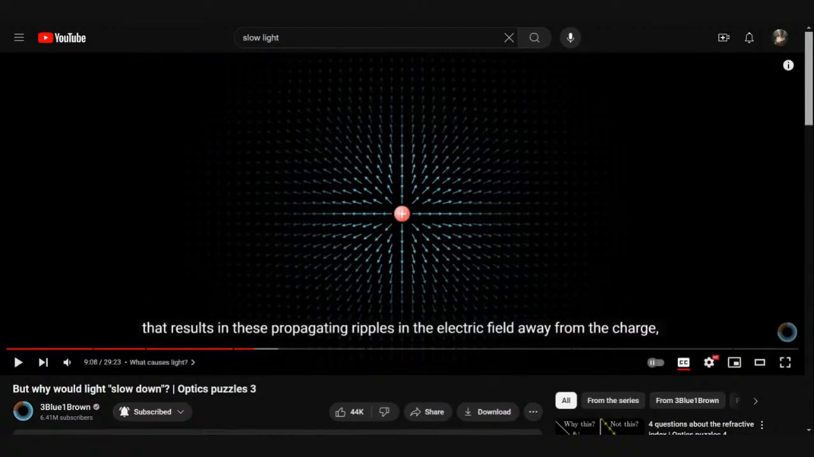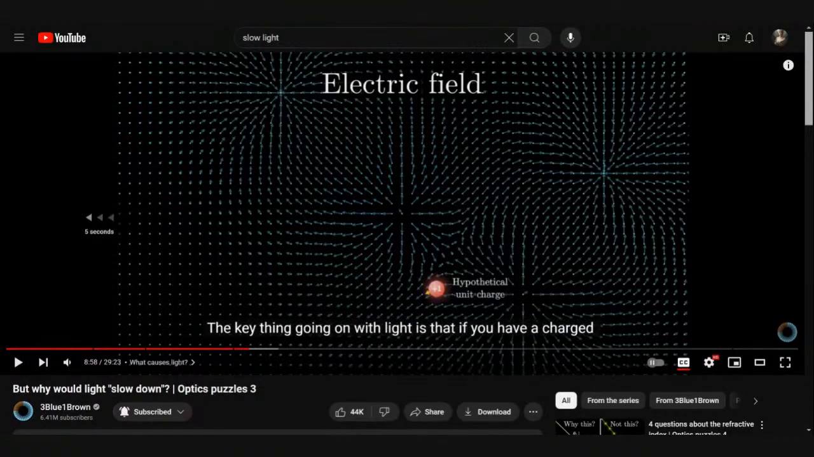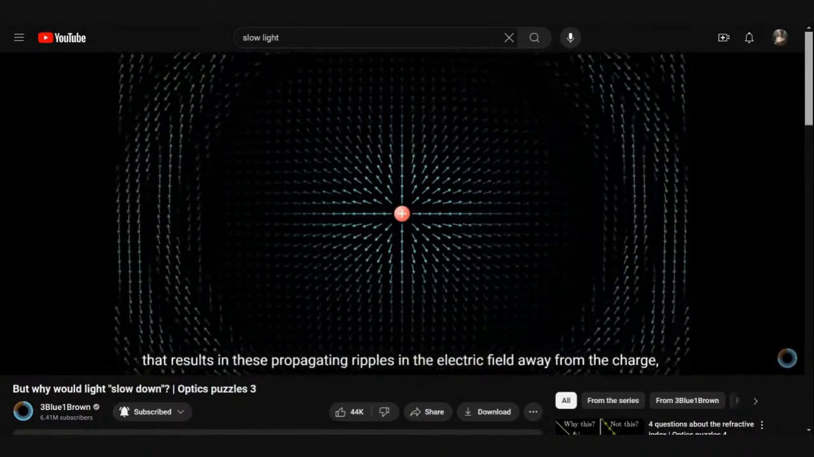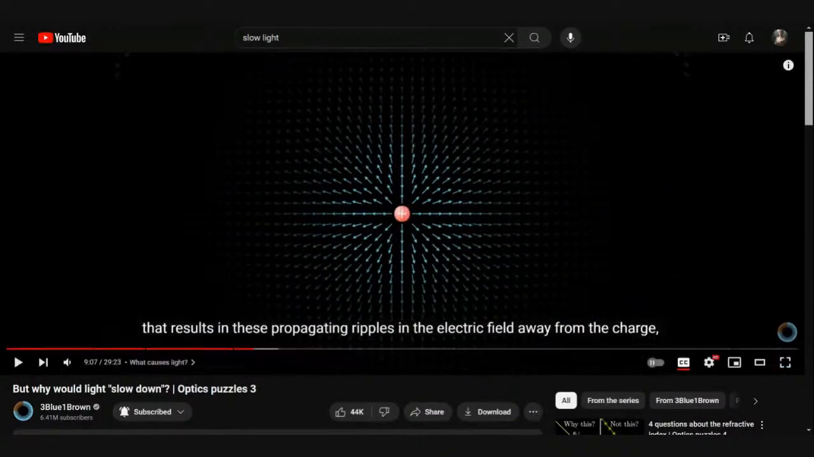That's genius. And he's only showing the electric field, not the magnetic field. Let's watch it again. I wish he would show more of it. What's going on with light is that if you have a charged particle and something causes it to wiggle up and down, that results in these propagating ripples in the electric field away. And that's only two-dimensional. Really, it's three-dimensional.